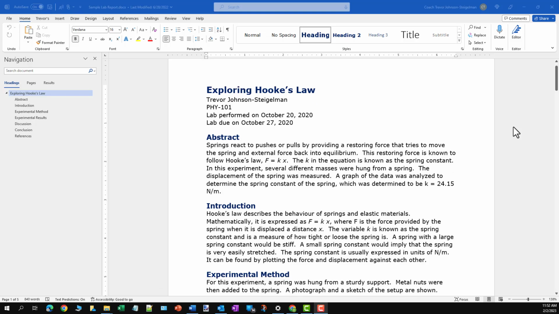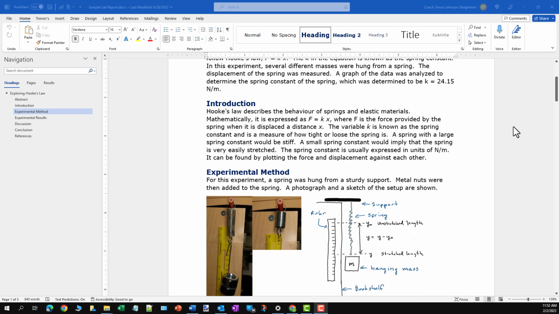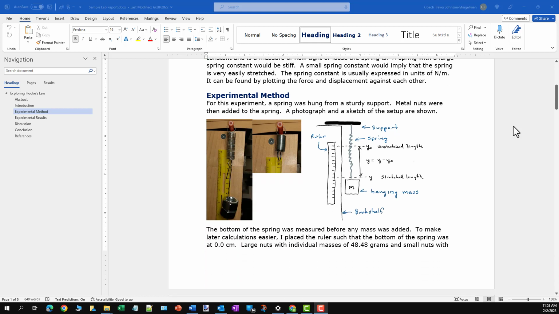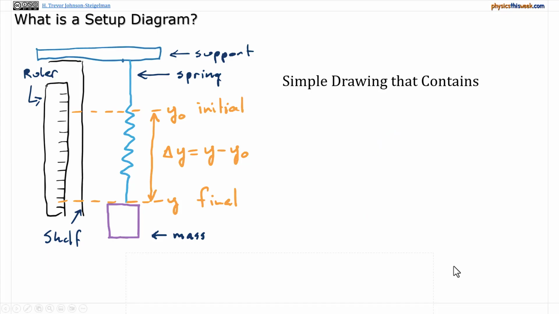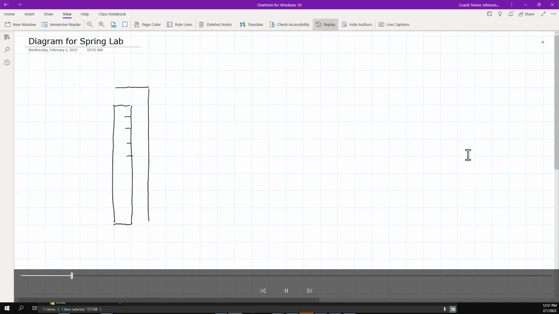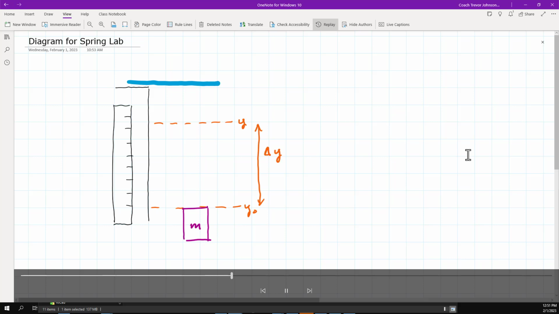A good lab report or scientific paper will contain one or more setup diagrams. This video will help you make a diagram that helps your readers better understand your experiment. A setup diagram is a simple drawing that shows the important equipment, materials, and measurements that you used in a lab experiment. The diagram is either hand-drawn or created using a simple sketching program.